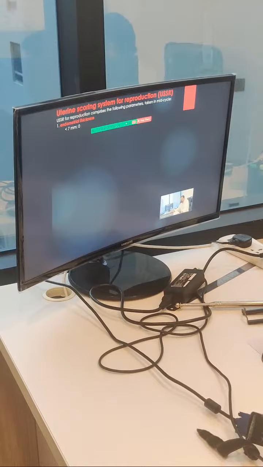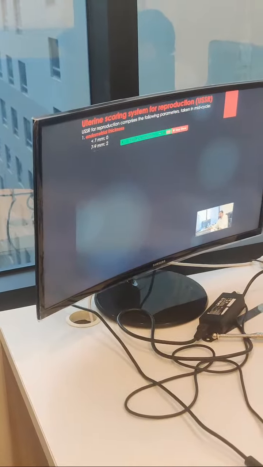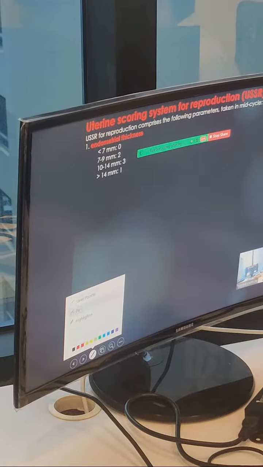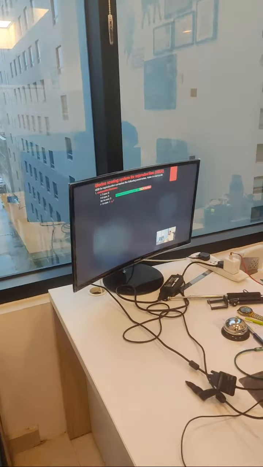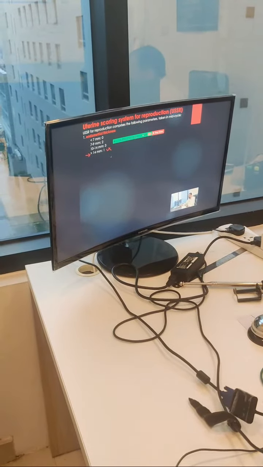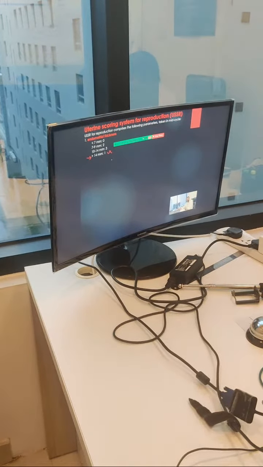First is the endometrial thickness. If it is less than 7, then 0. If it is between 7 and 9, 2. If it is between 10 and 12 to 14, straightaway 3. But if it is more than 14, 1 only. The point here is that an increase in the endometrial thickness is dropping the score. So don't get happy with that thickened endometrium.